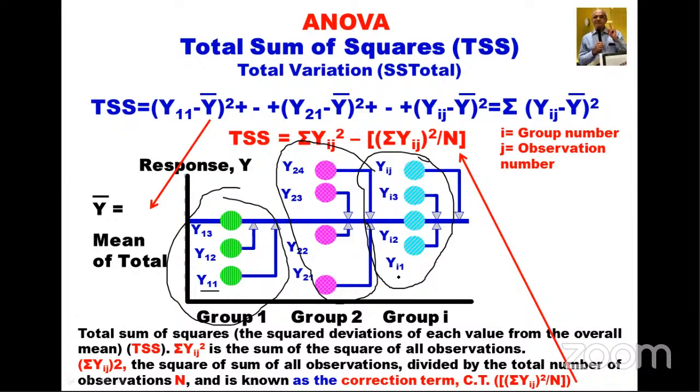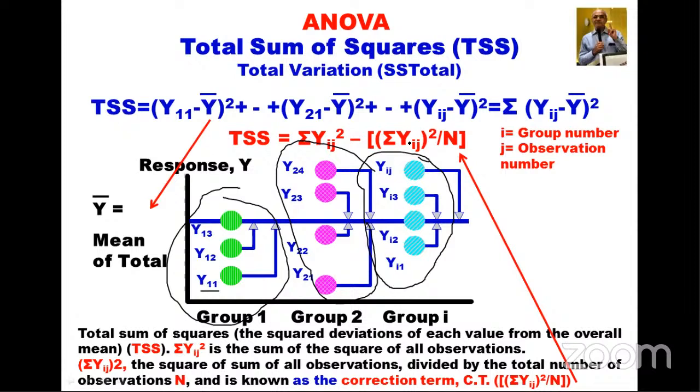Similarly, for the I-th group, I1, I2, up to IJ, where J is the number of the last person. So this represents the data part. Now what we have to do here? We want to calculate the total variation.